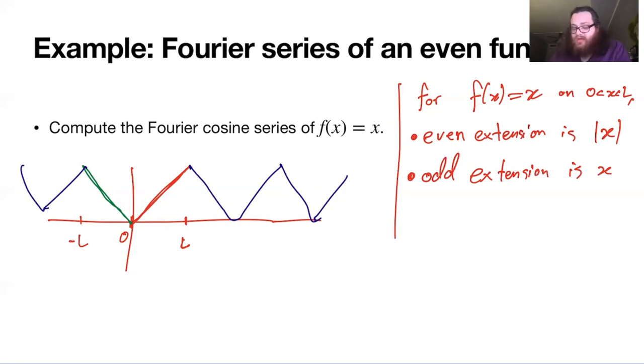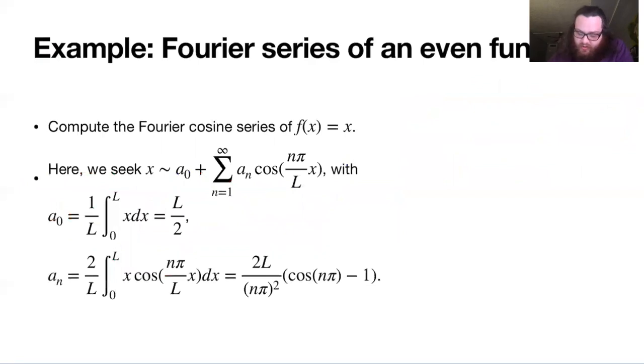Cool. And so in this case, the even extension is a little easier to write down. If we wanted to, we could use this function definition on the interval negative L to L when we're computing coefficients. So let's see what that looks like. What we want to do is compute the Fourier cosine series of this. In other words, we want to write x as a cosine series.